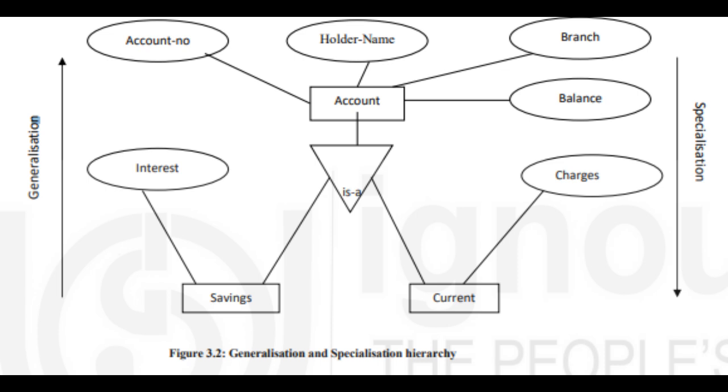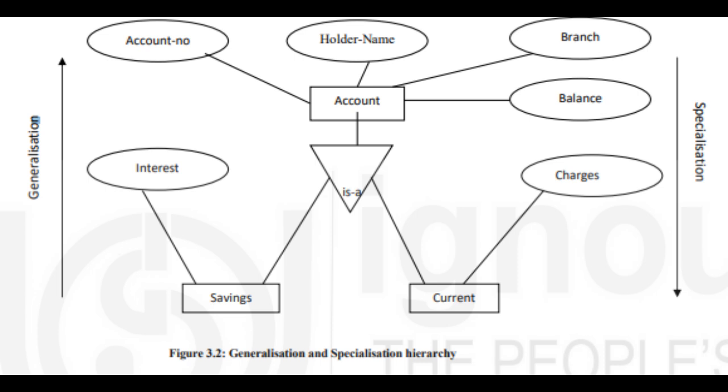Participation constraints. The participation constraints specify whether the existence of an entity depends on its being related to another entity via the relationship type. There are two types of participation constraints. Total: when all the entities from an entity set participate in a relationship set, it is termed as total participation. For example, the participation of the entity set course in the relationship set taught by can be said to be total because every course must be taught by a faculty.